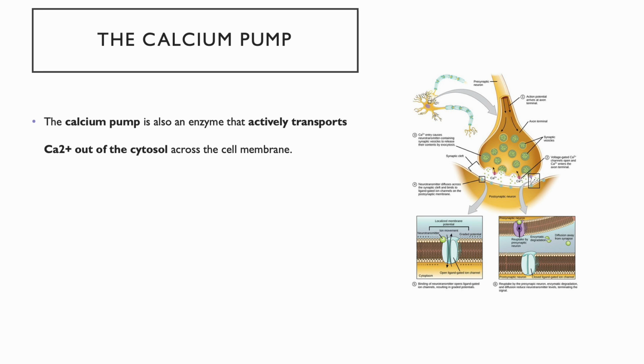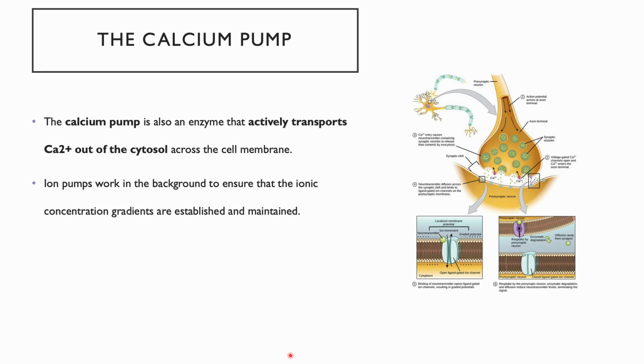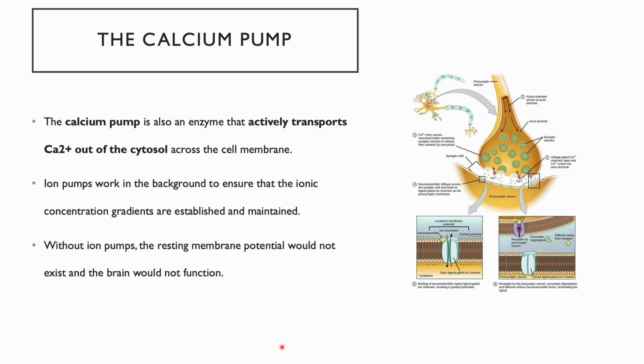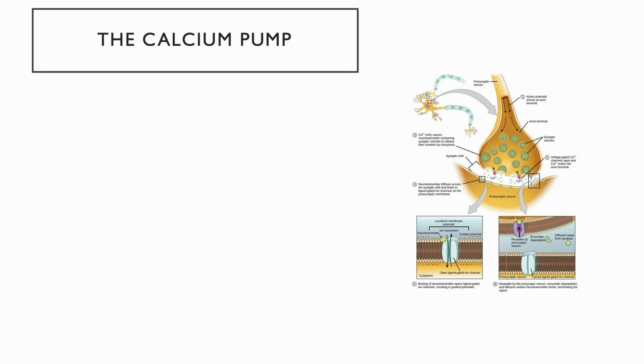Another pump that plays an important role is the calcium pump, which is also an enzyme like the sodium and potassium pump, and it actively transports calcium out of the cell's cytosol across the cell membrane. Remember that ion pumps are working in the background to make sure that the ionic concentration gradients are established and maintained, essentially allowing the cell to rest or have an action potential occur. And without these pumps, the resting membrane potential would not exist and the brain wouldn't be able to function.